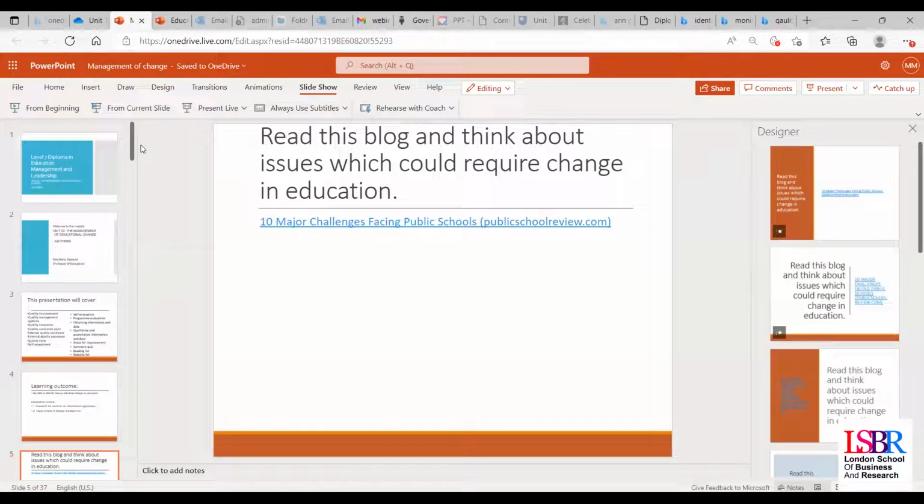there is a hyperlink on the screen. So if you could have a look at that web page, and have a quick read through that blog. And I'd like you to think about the issues which could possibly require change in education. And you could think about an educational institution that you know quite well, maybe one that you work at or one that you've been to yourself, and have a think about the main issues there. I'll give you 3 minutes to do that.